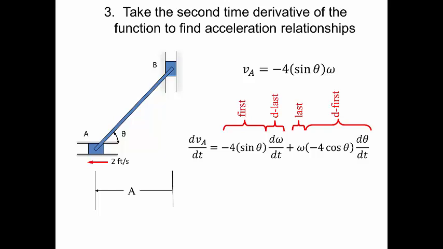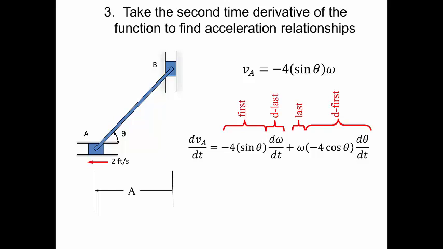In this case, the first part of the function is minus 4 sine of theta, and the derivative of the last part of the function is d omega dt. For the second portion, the last part of the function is omega, and the derivative of the first is minus 4 cosine of theta times d theta dt using the chain rule.